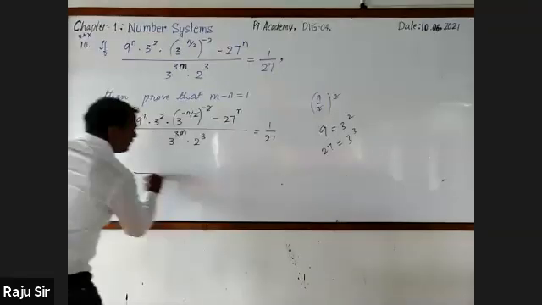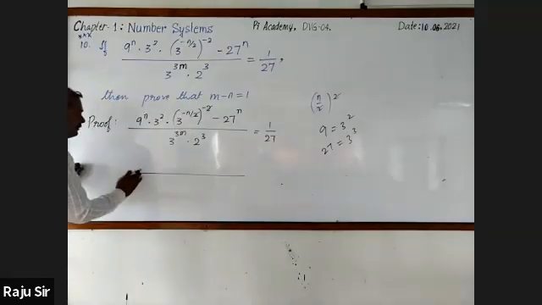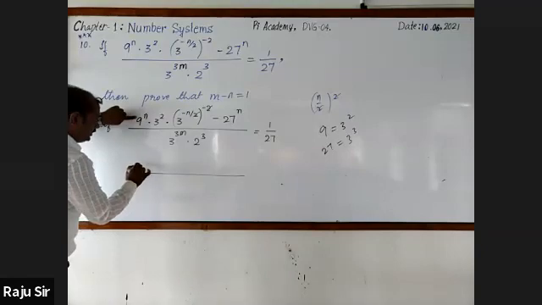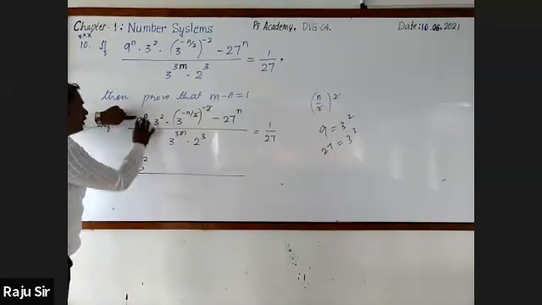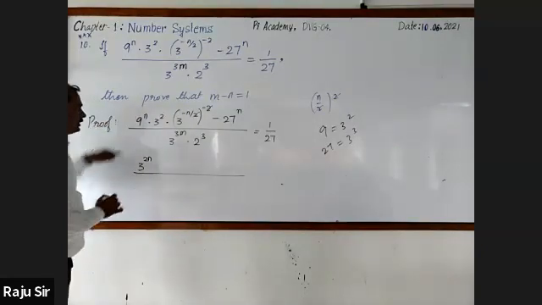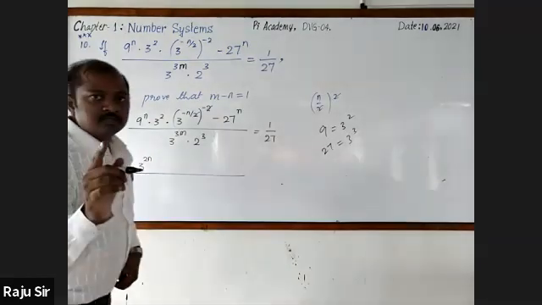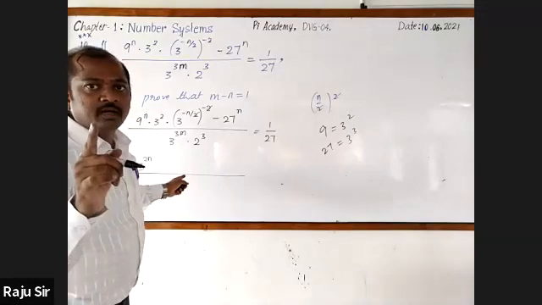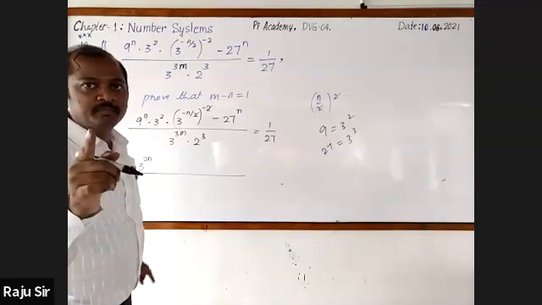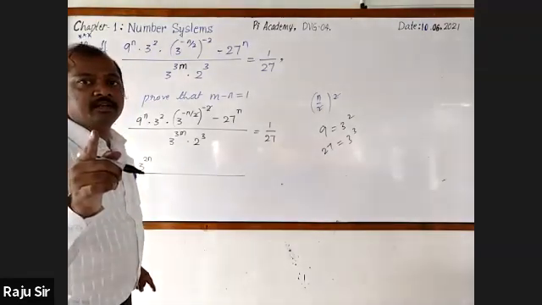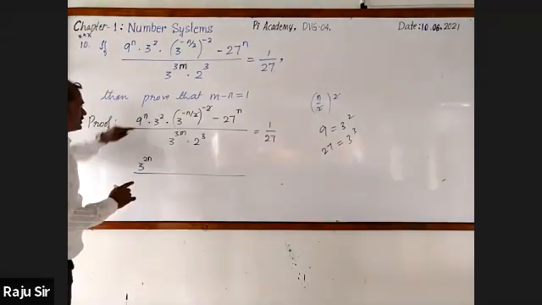In this step, let us write all these numbers in the exponential form. 9 is there. It is 3 square. Whole raised to the power n is nothing but 3 raised to the power 2n. Sanjana, yes, sir. Okay. Next.